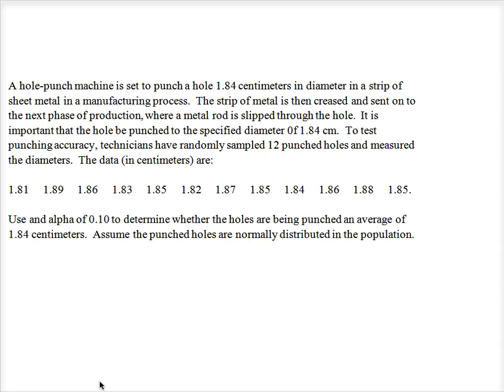It is very important that the hole is the specified diameter, otherwise the metal rod may not fit if the hole is too small, or it may not fit securely if the hole is too large. So to test the accuracy of this machine, technicians randomly took 12 pieces of sheet metal off the assembly line and measured the holes punched in centimeters. The data is given below.